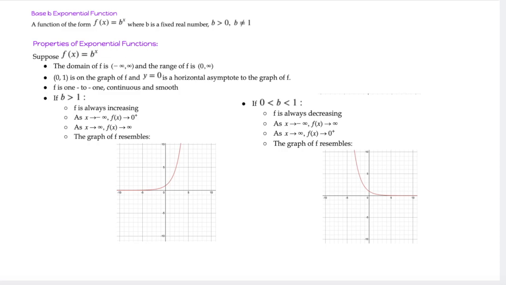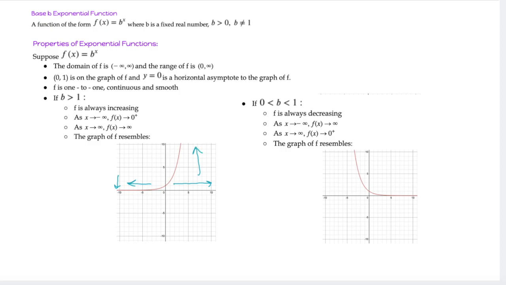If our base is larger than 1, our graph will look something similar to below. It will always be increasing. As x is approaching negative infinity to the left-hand side, notice that our graph is approaching 0 from the top side of 0. Further, as x is approaching positive infinity, our function is approaching positive infinity as well.